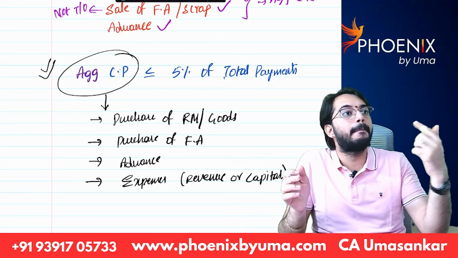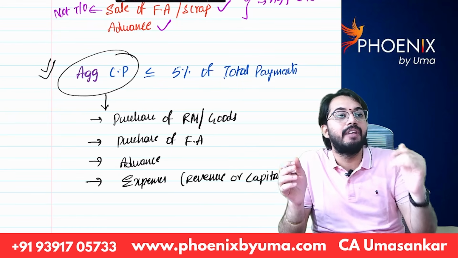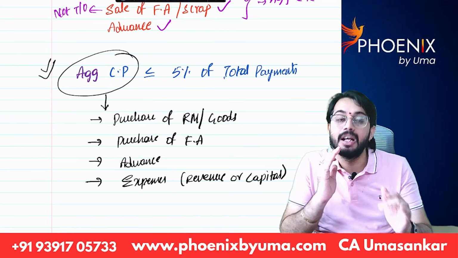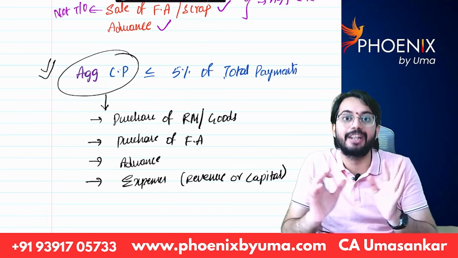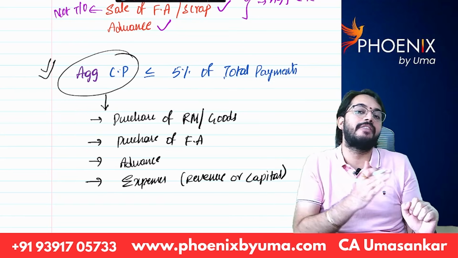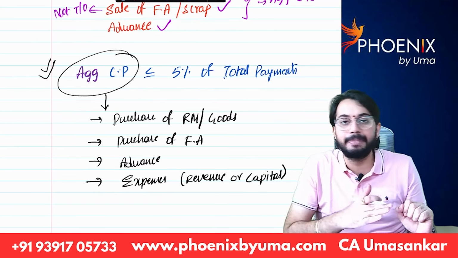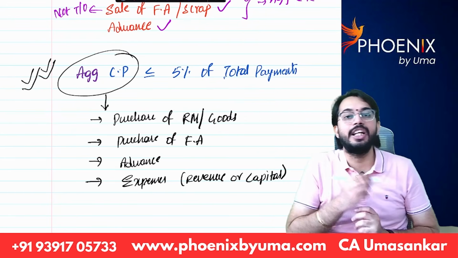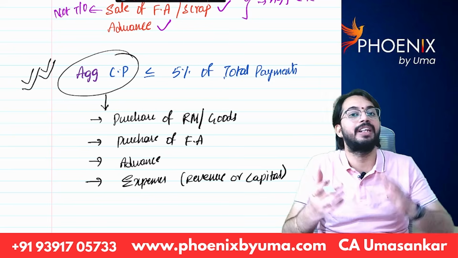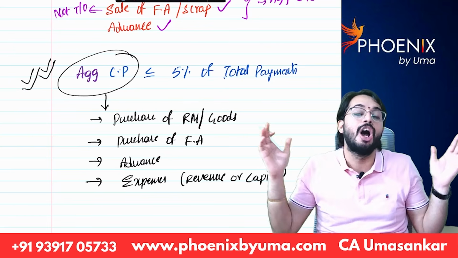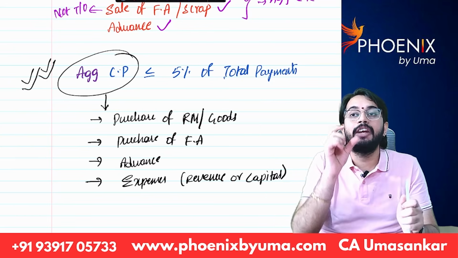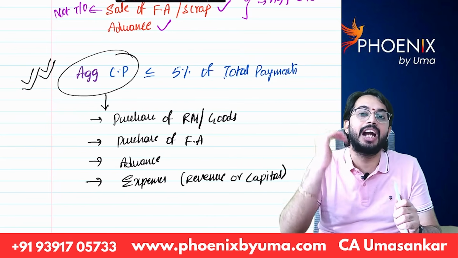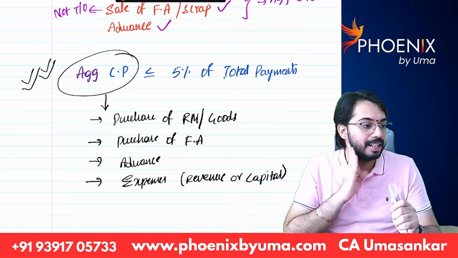Whether you made payment for purchase of raw material or for purchase of fixed asset. Purchase of fixed asset is capital expenditure. Purchase of raw material is revenue expenditure. No differentiation. Every payment, whether revenue payment or capital expenditure payment, all cash payments are to be considered for evaluating this condition. If all cash payments are less than or equal to 5% of total payments, then condition 2 is satisfied. Are you able to understand?